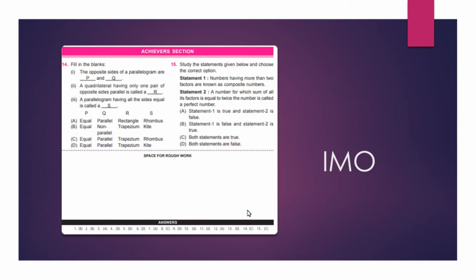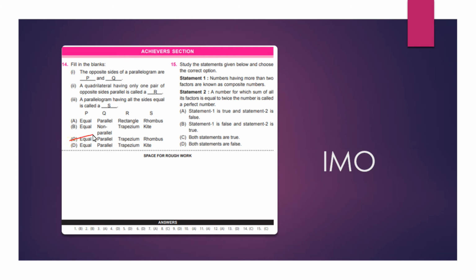Fill in the blanks. Opposite sides of a parallelogram are equal for P and Q. PQ can be, okay, PQ is equal and parallel. Opposite sides of a parallelogram are equal and parallel. A quadrilateral having only one pair of parallel opposite sides is a trapezium. And a parallelogram having all sides equal is called a rhombus. So option C is the correct answer.